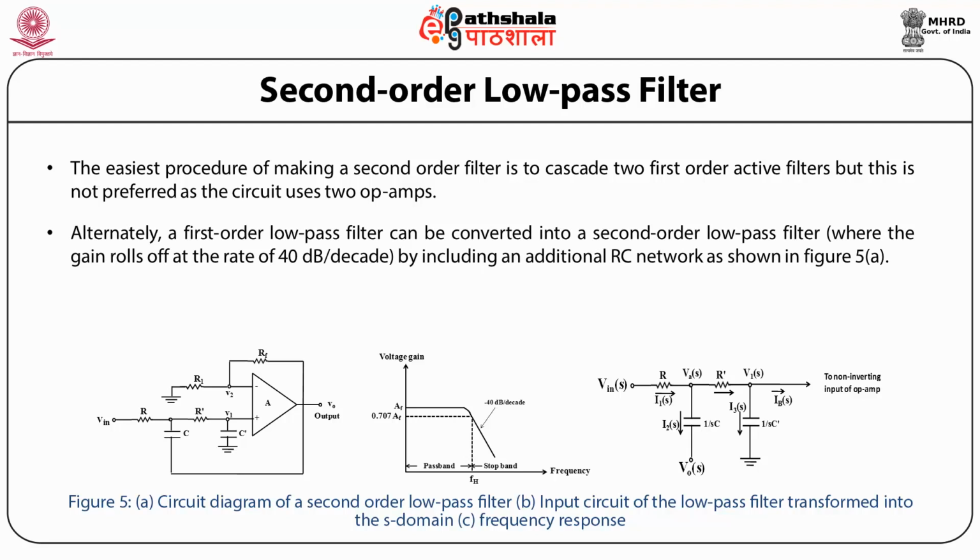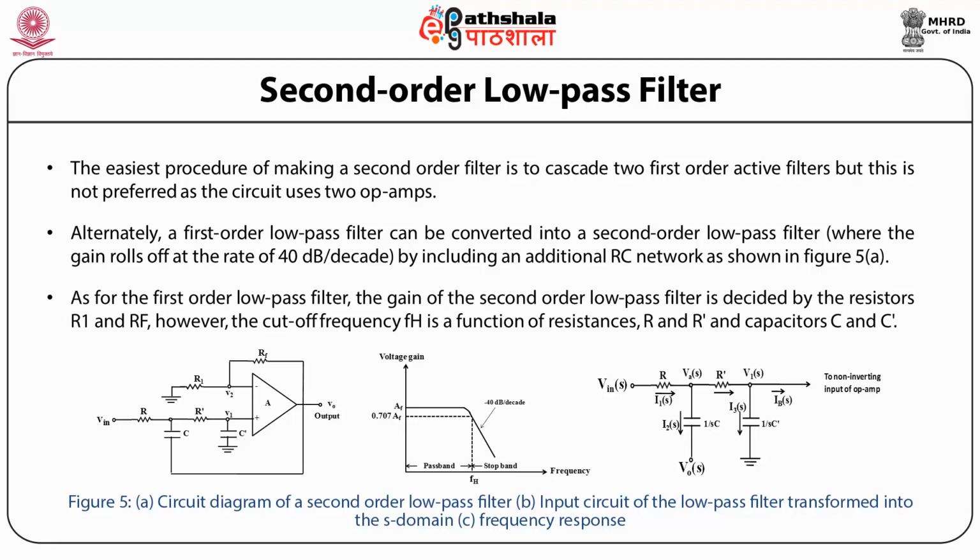Alternately, a first order low pass filter can be converted into a second order low pass filter where the gain rolls off at a rate of 40 dB per decade by including an additional RC network as shown in the figure. As for the first order low pass filter, the gain of the second order low pass filter is decided by the resistors R1 and RF. However, the cutoff frequency FH is a function of resistances R and R prime and capacitors C and C prime.